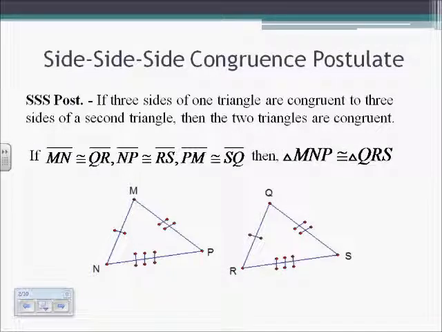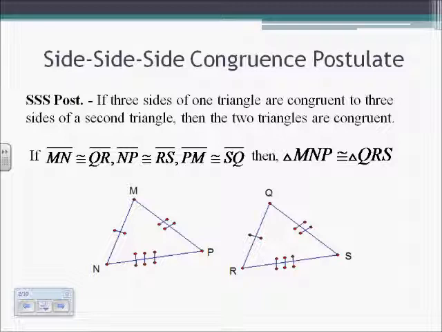Showing a picture here, it states if MN is congruent to QR and NP is congruent to RS and PM is congruent to SQ, then triangle MNP is congruent to QRS. So we know that we can prove triangles congruent, or figures congruent in general, if we have all of their sides and all of their angles congruent. Here we're making the statement that we have a postulate that states if we show just that all three sides are congruent, then all of the angles are congruent.